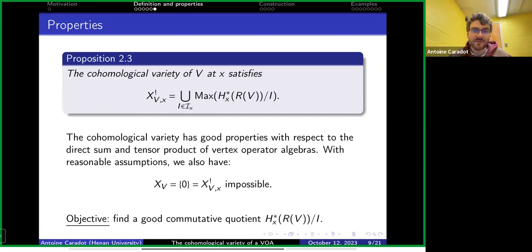So now the objective is to find some good commutative quotients. We'll see what good means later on. But if we find some good commutative quotients, then by taking the spectrum, we will get a subspace of the cohomological variety. So now the goal of the next section is to see how to find such a subspace.